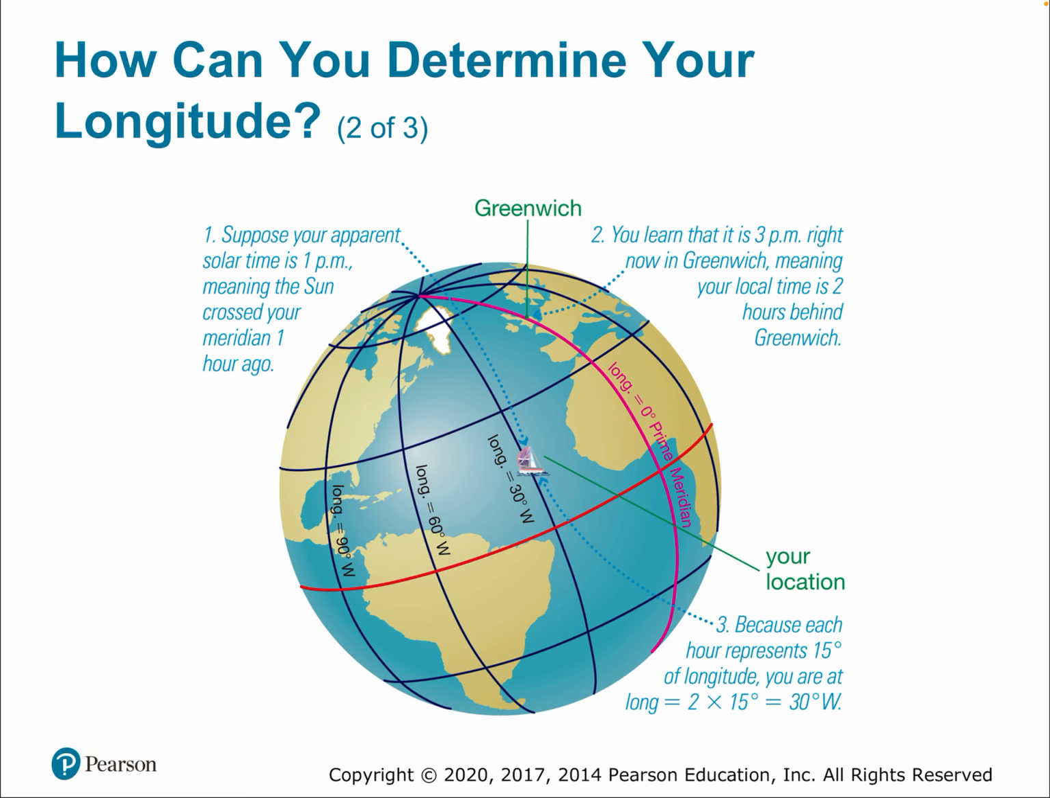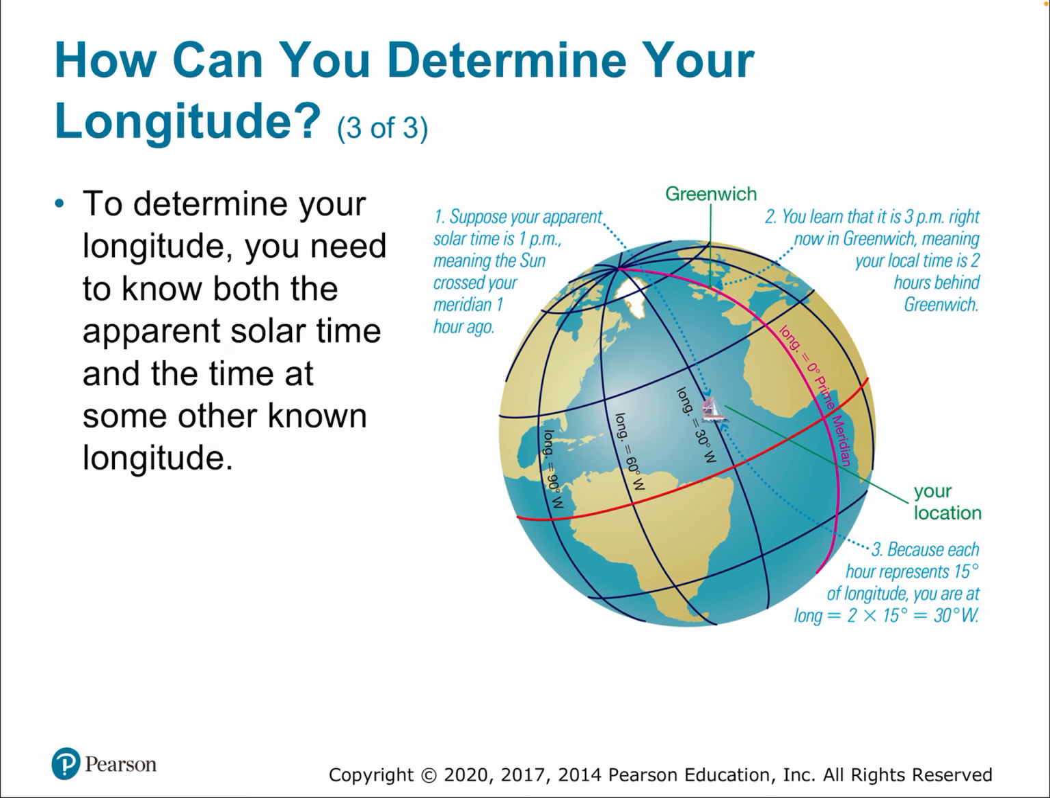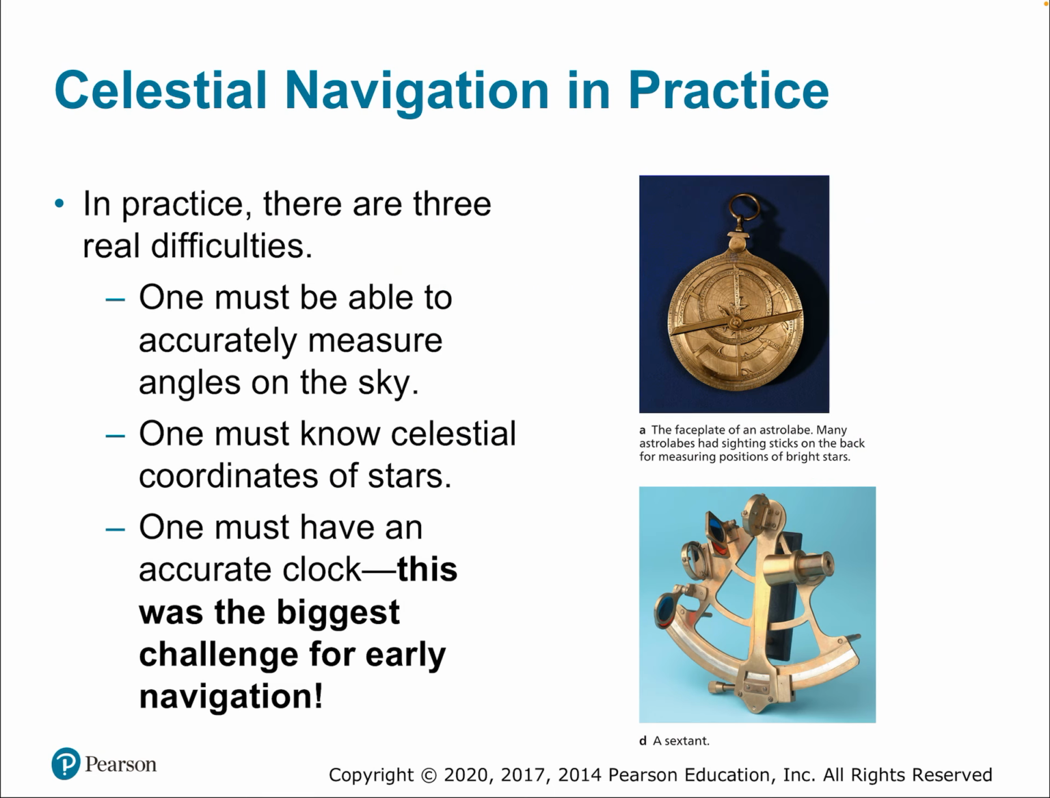All right? What about your longitude? Well, to determine your longitude, you need to know both the apparent solar time and the time at some other known longitude. Okay? So in practice, there are three real difficulties. One must be able to accurately measure angles of the sky. Okay, so you need some tool for doing that. That's been a key engineering challenge for hundreds of years. One must know celestial coordinates of stars, so you have to have a celestial map, right? Or these days, there's something on a device. And one must have an accurate clock. This was the biggest challenge for early navigation, because clocks had to be wound up, right? They didn't just continue to run forever.